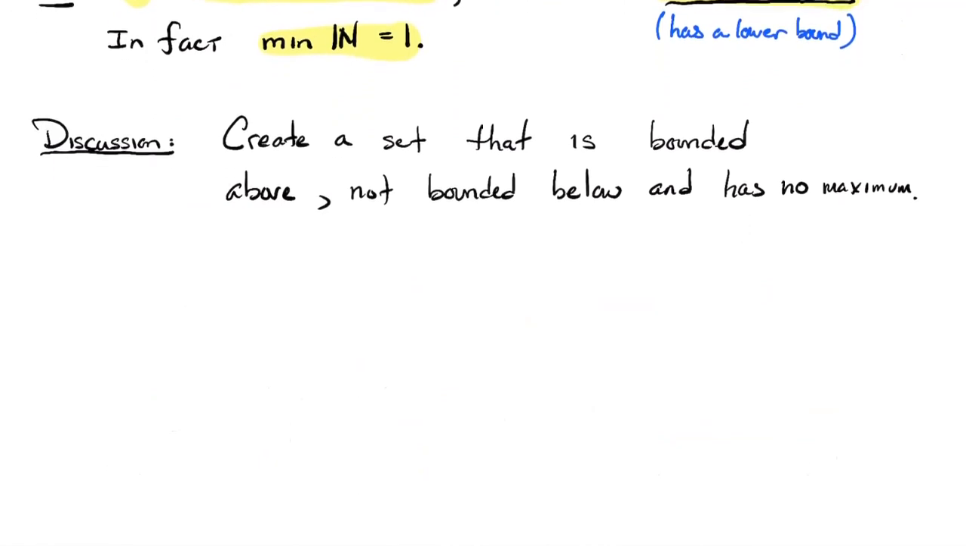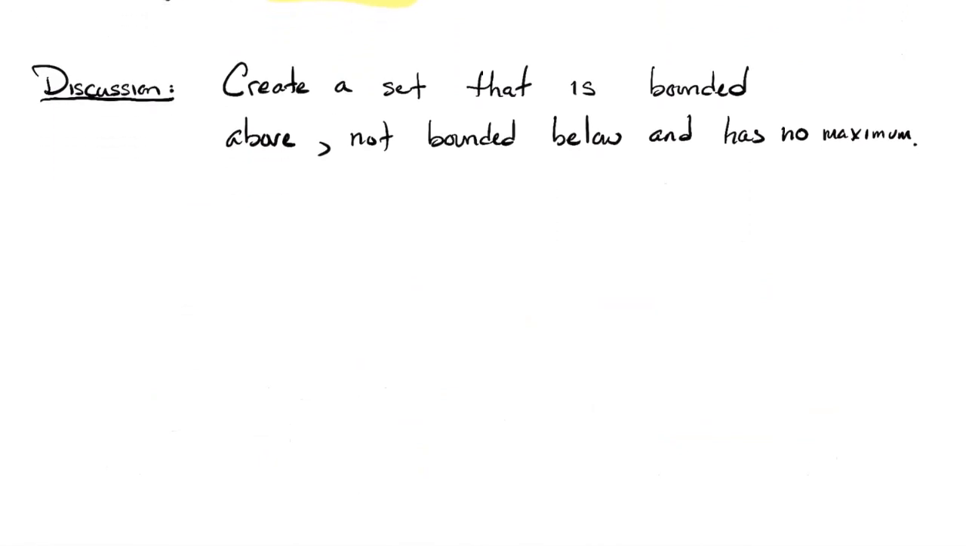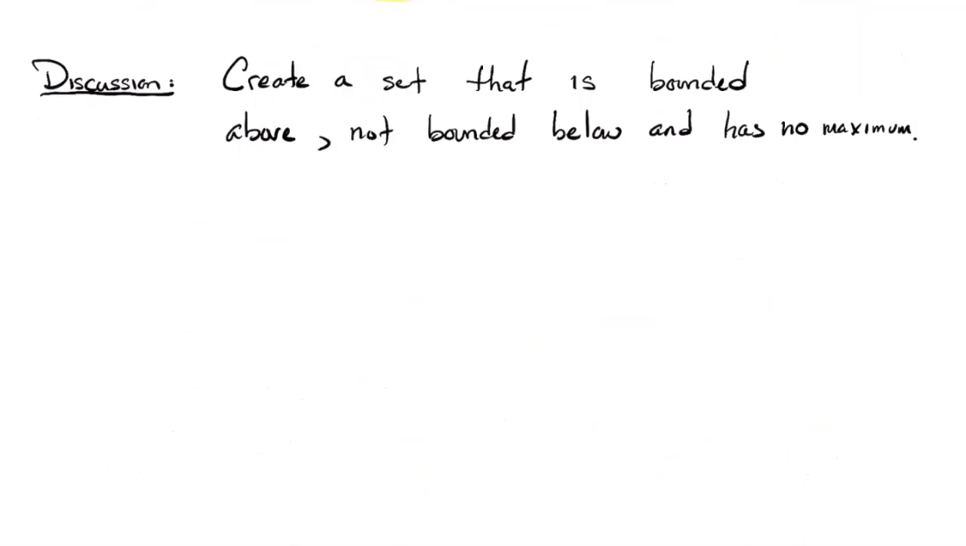Here's a place for you to stop the video and create something. Examples like this aren't unique. You can create lots of different examples, but can you create a set that meets three criteria? I'd like it to be bounded above, so I want it to have an upper bound, but not bounded below. So I don't want it to have a lower bound, but I don't want it to have a maximum. So I don't want any of its upper bounds to belong to the set.